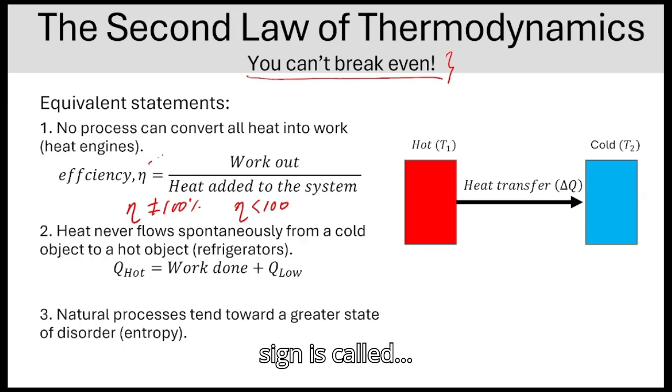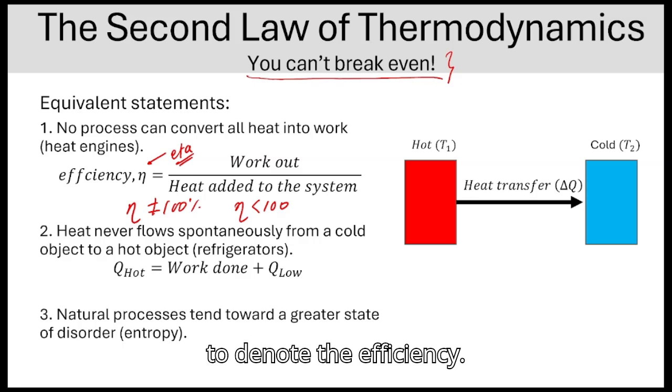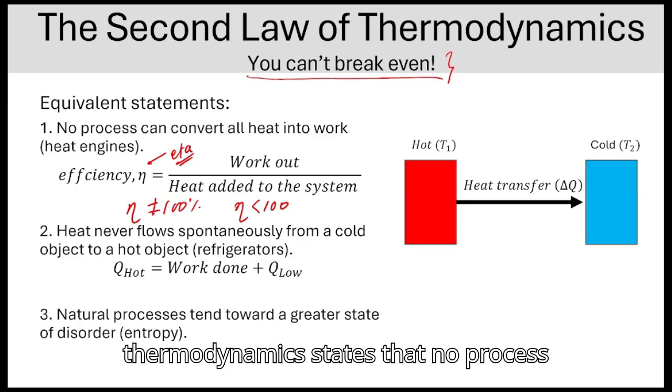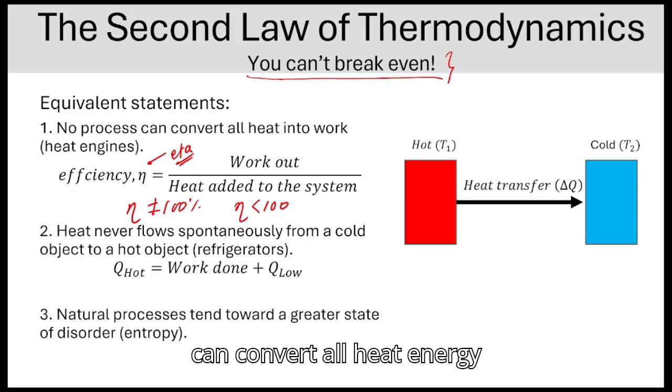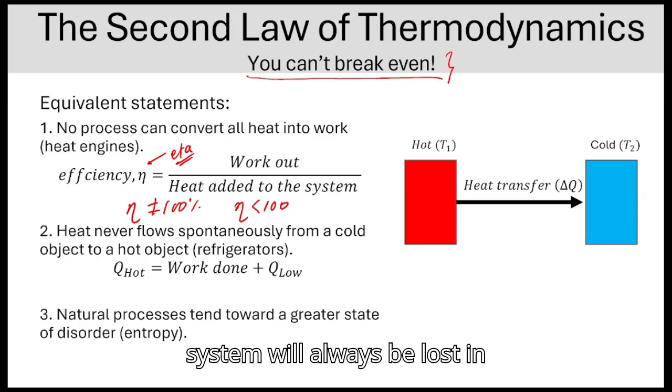So this sign is a Greek letter eta, generally used to denote the efficiency. And the first statement of the second law of thermodynamics states that no process can convert all heat energy into work, and some input energy in the system will always be lost in the surroundings.